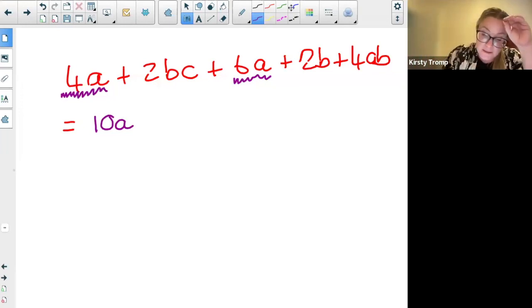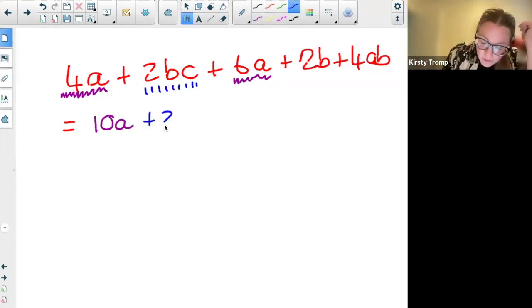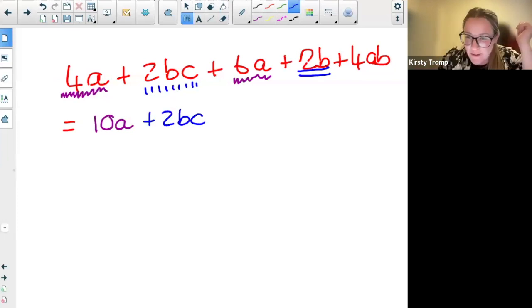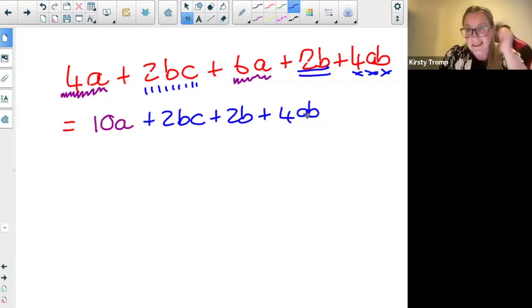Right. Let's go to BC. Okay. BC, I'm going to make these lines underneath like this. Right. 2BC, I've got 2B left. Can I add BC and B? No. But it sounds the same. Does it matter? No. So 2BC. Then I've got a B. Do I have any more B's in this family? No. Plus 2B. Then I have 4AB.